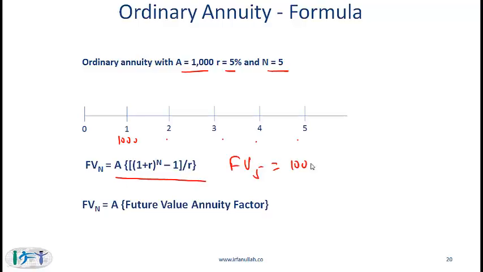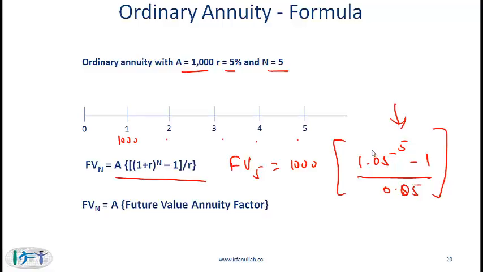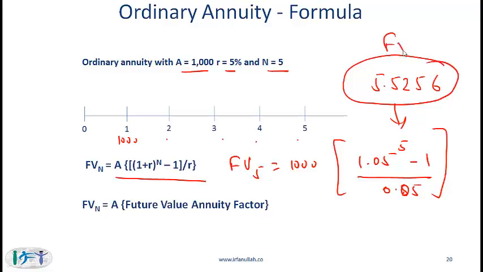A is 1000, and then 1 plus R, 1.05, this is the interest rate, raised to the power of 5, minus 1 divided by the interest rate, which is 0.05. This number in here is called the future value annuity factor. If you do the calculation, you should get 5.5256. So this is the future value annuity factor.